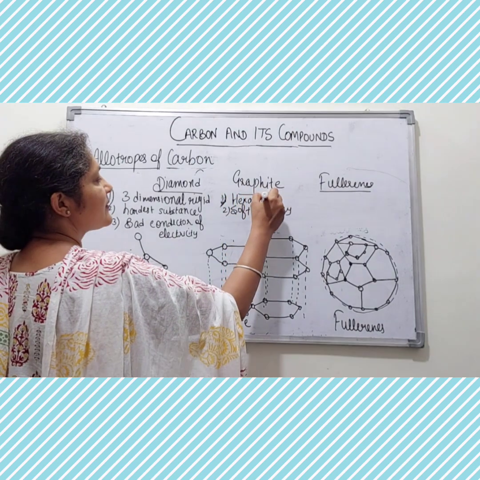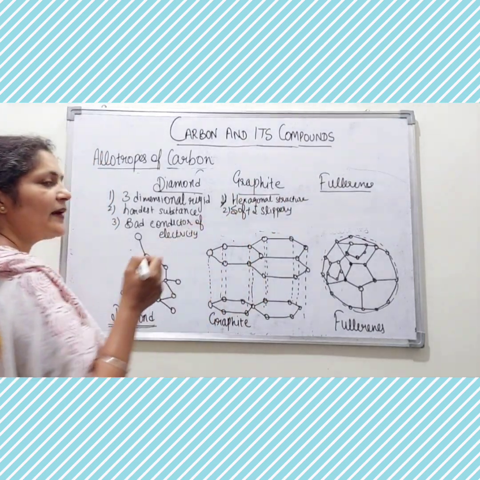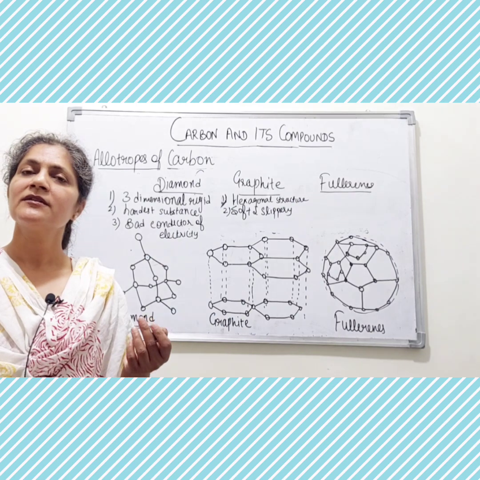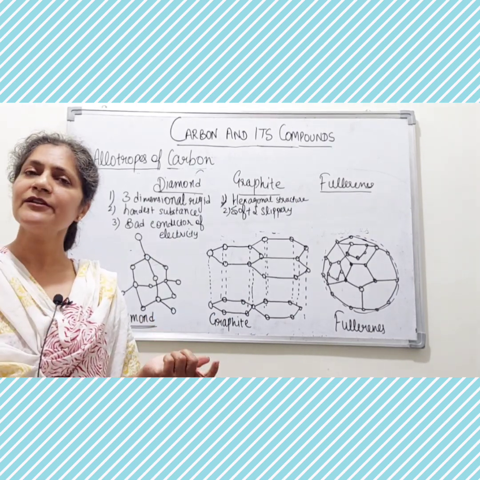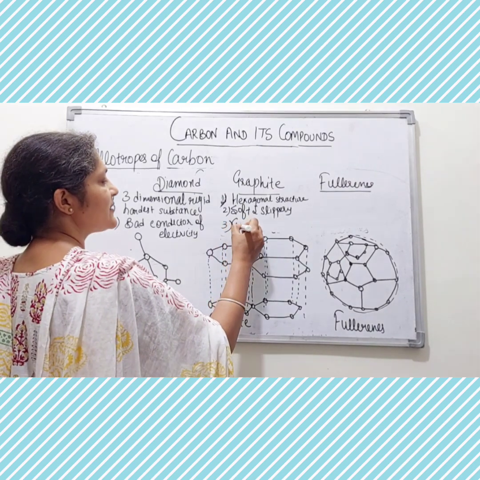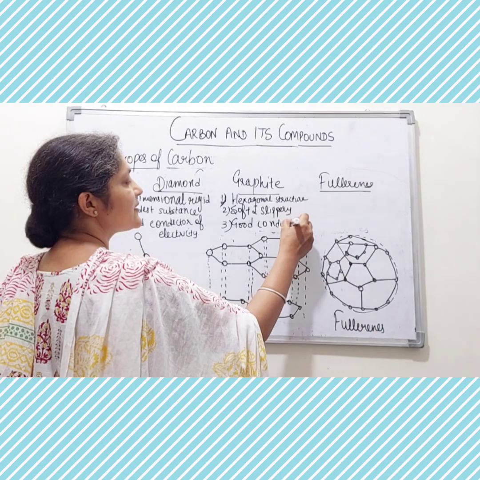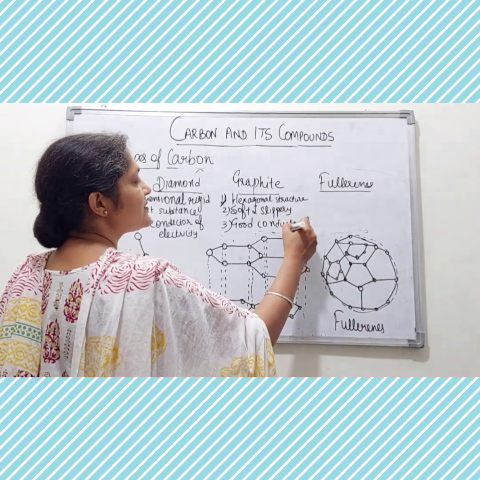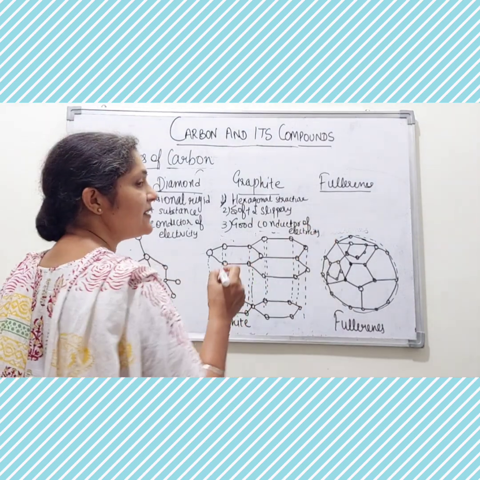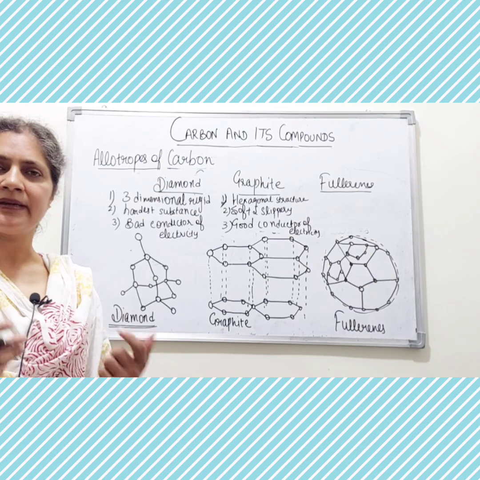Now students, as I have told you, in graphite each carbon is attached to three other carbon atoms, so one electron is free to move. So it is a good conductor of electricity. That's why it is always used as an electrode. Graphite is a good conductor of electricity.